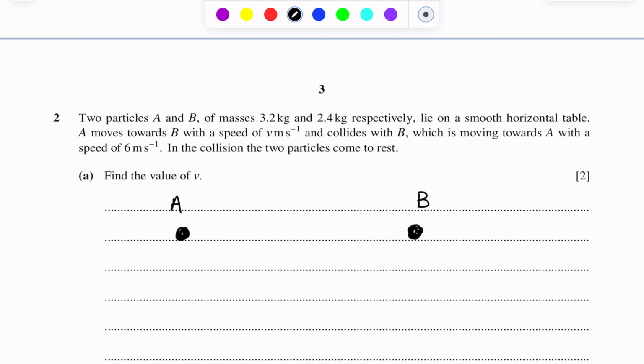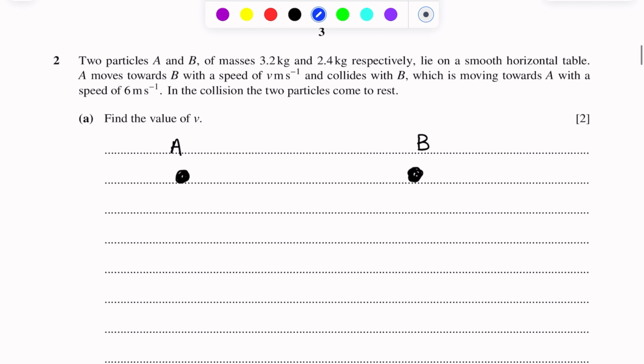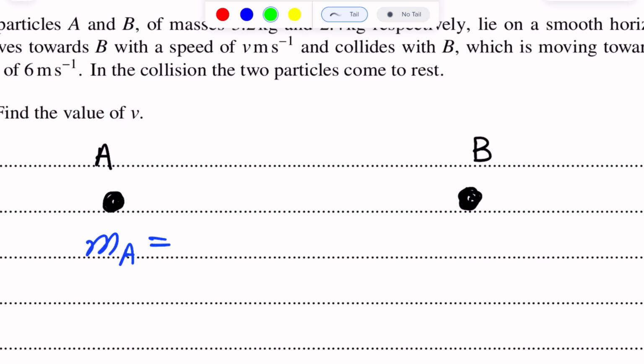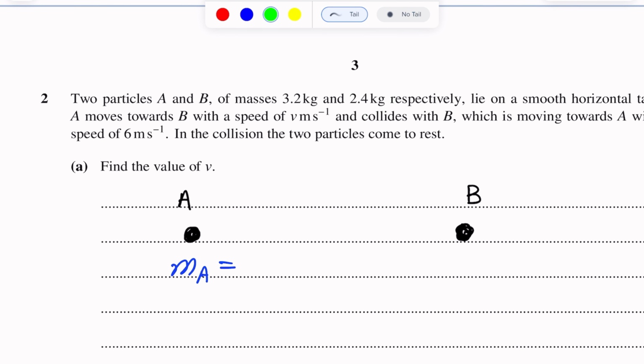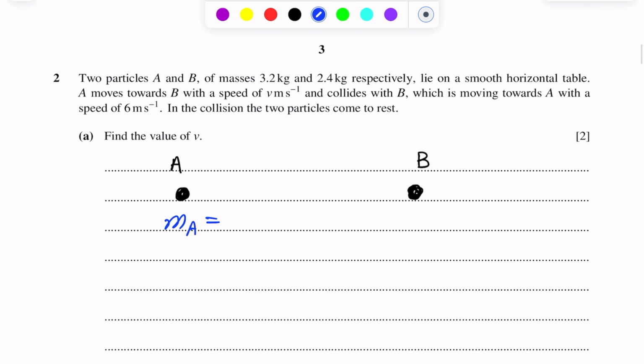The mass of particle A is MA, that is given, 3.2 kg, and the mass of particle B is 2.4. Mass of A is 3.2 kg. Mass of B, MB, is 2.4 kg.